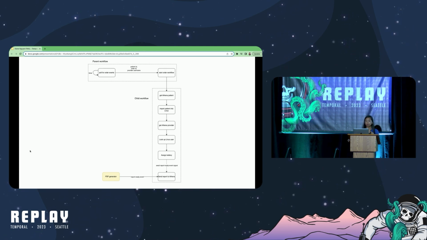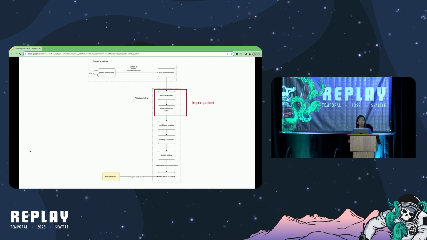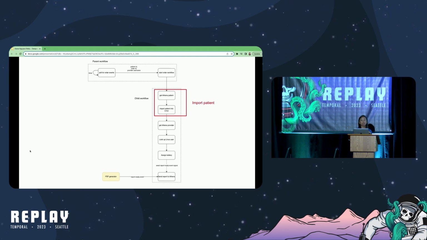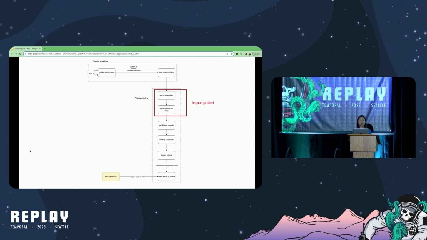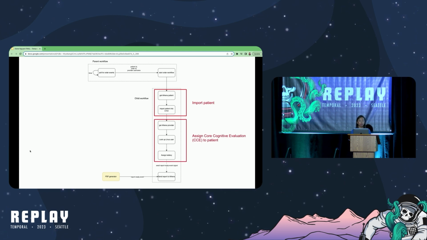So the first step in that child workflow is to import the patient from the EHR, which involves getting the patient profile information from that EHR and then importing them into Linus if they did not previously exist. The second step is to assign a core cognitive evaluation to that patient.